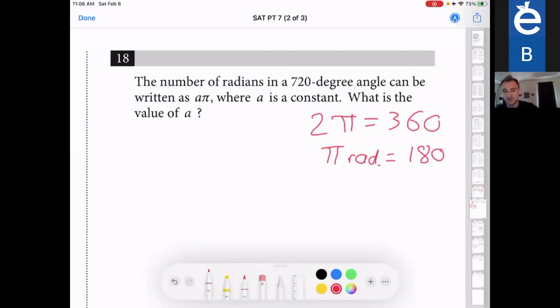So the question is, if 1 pi radian is 180 degrees, how many of those pi radians do I need to get to 720? Well, I can see, right, if I multiply 180 by 4, I get to 720. So I must need 4 pi.